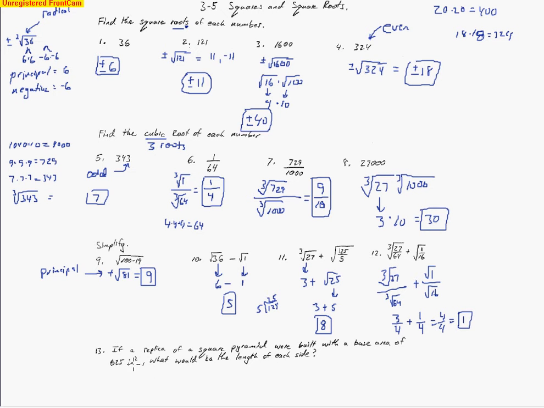Well, we have a word problem here. It says the replica of a square pyramid were built with a base area of 625 square inches. So a square pyramid means that the base is a square. And so I know that the area of this square is equal to 625, so units. And I know that area for a square is just x squared equals 625. So basically what I want to do is take the square root to find out what x is. I want to find out what that length of the side is, and that's what they're asking for. What would the length of each side be? Well, all sides are the same, so it's just finding the square root of this number, the 625.